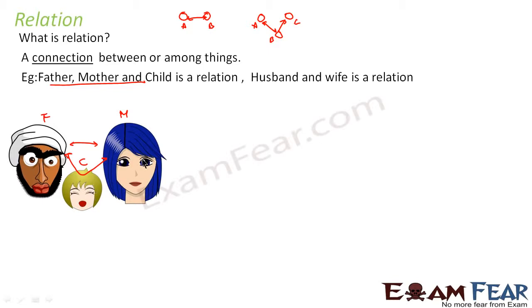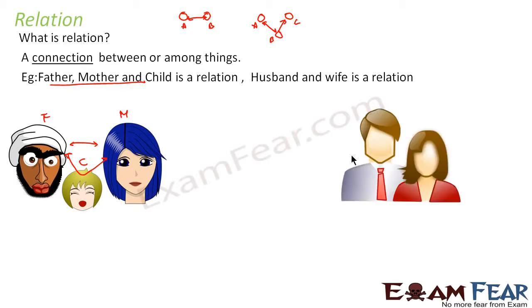Similarly, if you want to see a relation between two objects, if you see this, this is husband and this is wife. So there is a relationship between husband and wife. Correct? So this guy is husband for this lady, and this lady is wife for this guy. So there is a relationship established between two identities. So relationship is nothing but connection between or among things. When I am talking about two objects, I'll say relationship between two objects. When I'm talking about more than two, then I say among.